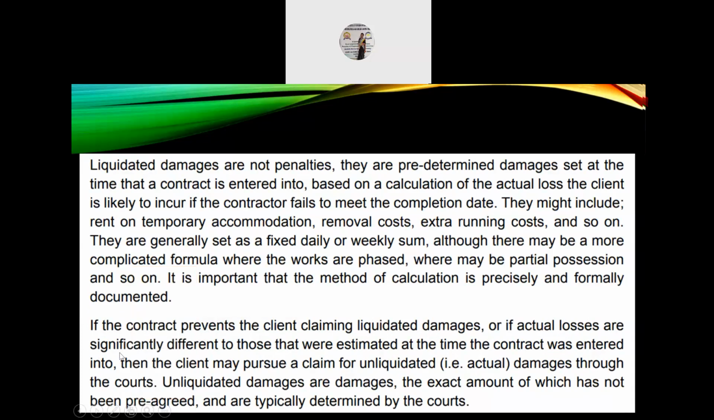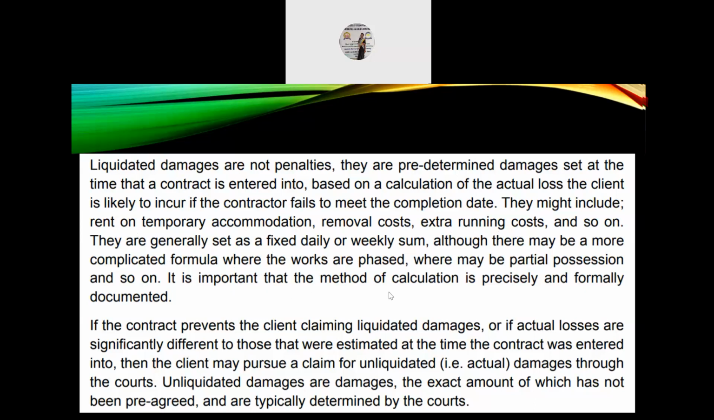Liquidated damages are not penalties. They are predetermined damages set at the time that a contract is entered into, based on a calculation of the actual loss the client is likely to incur if the contractor fails to meet the completion date. They might include rent on temporary accommodation, removal costs, extra running costs, and so on. They are generally set as a fixed daily or weekly sum, although there may be a more complicated formula where the works are phased, where there may be partial possession, and so on.